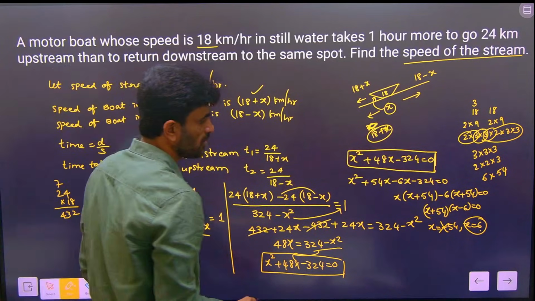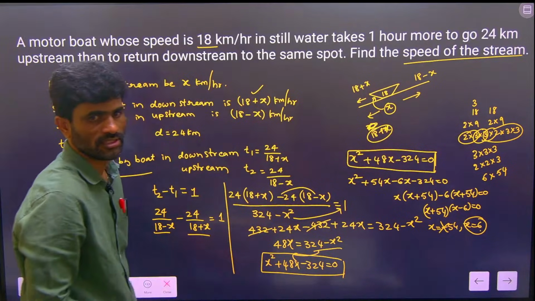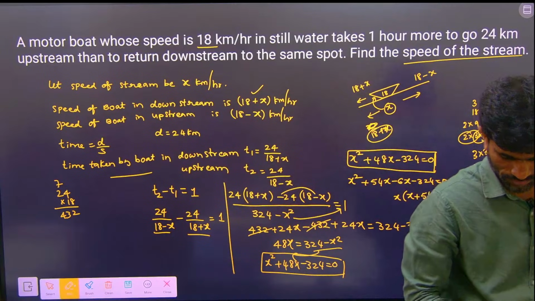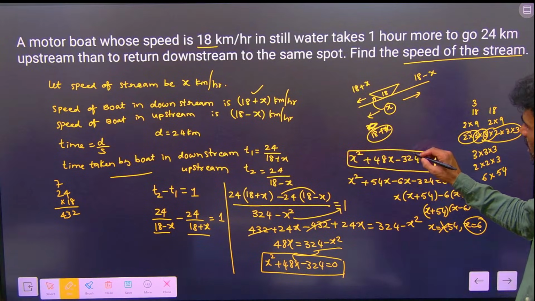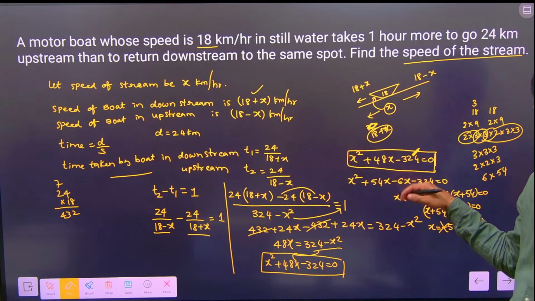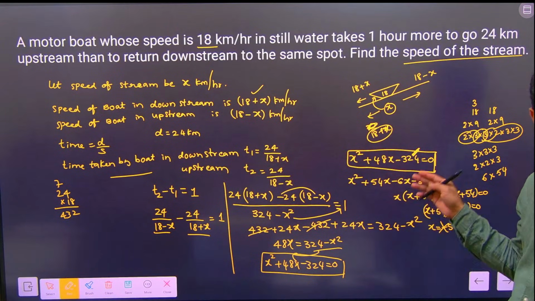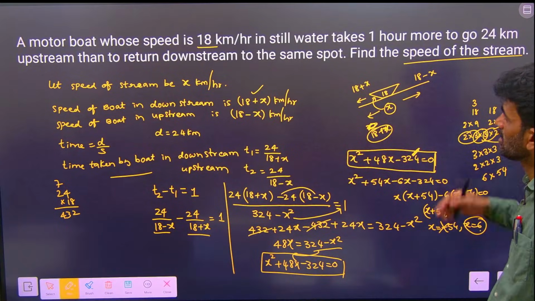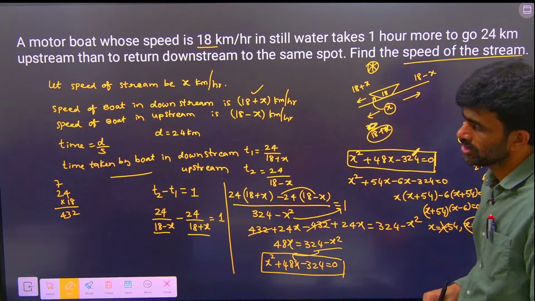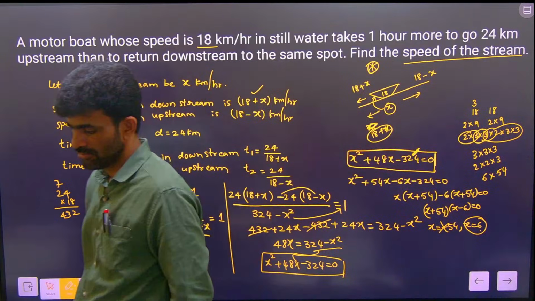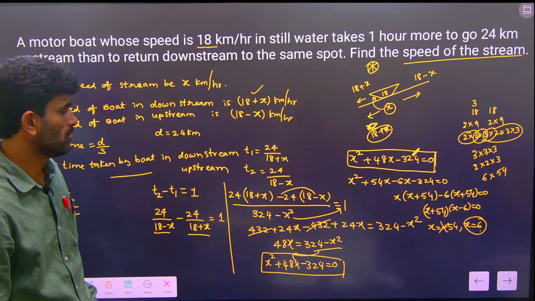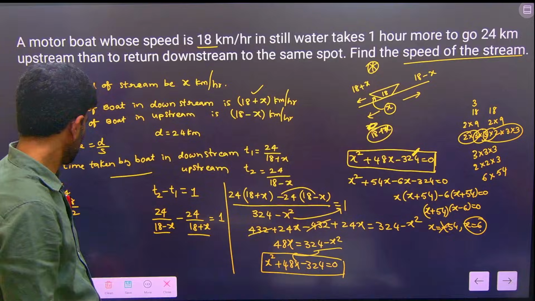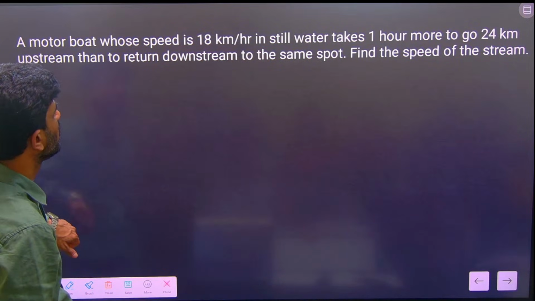At last, what is the solution? Answer. Speed of the stream is 6 kilometers per hour. So after you get up to here, if you are not getting it some other way, either factors or the formula method you use to find x. This is also speed, distance, time related. After going home or tomorrow, you practice one or two problems based on train and boat.